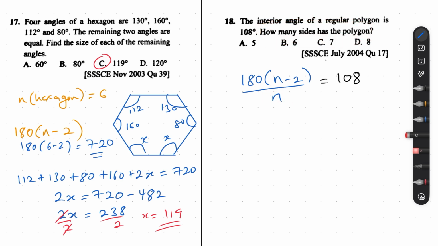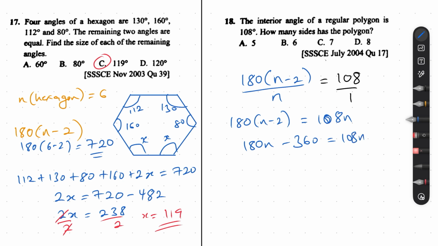So let's expand. 108 is the same as 108 over 1. So we can do cross multiplication and then simplify. So we have 180(n minus 2) is equal to 108n. Let's expand that: 180n minus 360 is equal to 108n.